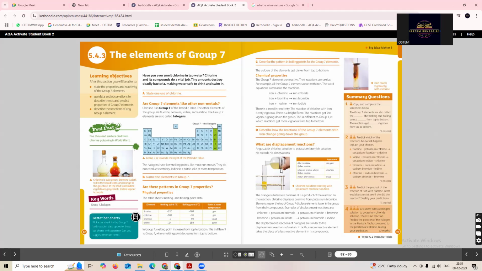Melting point will decrease from top to bottom. And boiling point also. So chlorine, bromine, iodine, astatine.